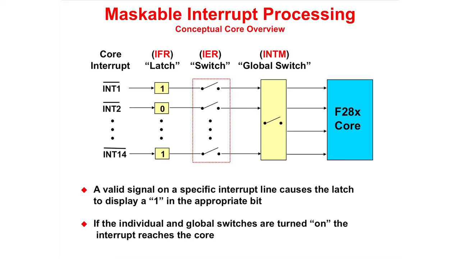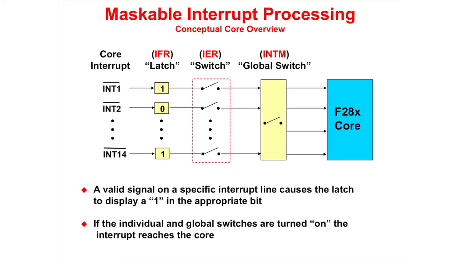I will explain the interrupt processing flow from the core back out to the interrupt sources. The INTM is the master interrupt switch. This switch must be closed for any interrupts to propagate into the core. The next layer out is the interrupt enable register. The appropriate interrupt line switch must be closed to allow an interrupt through.